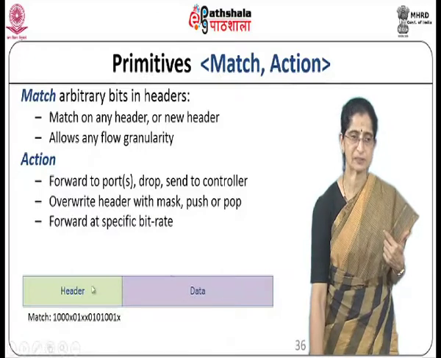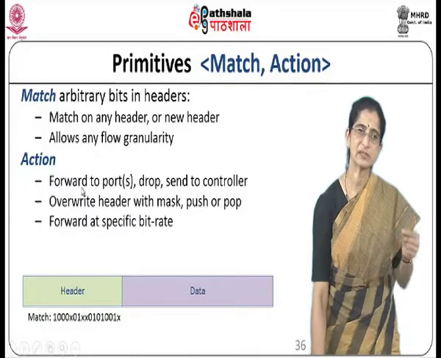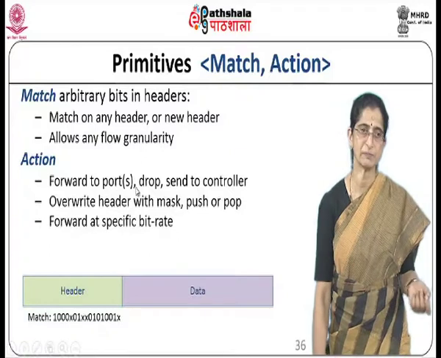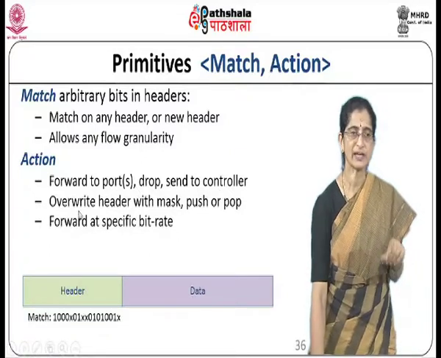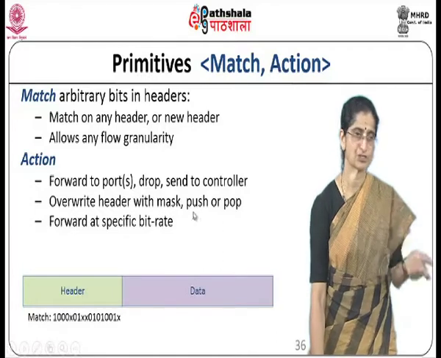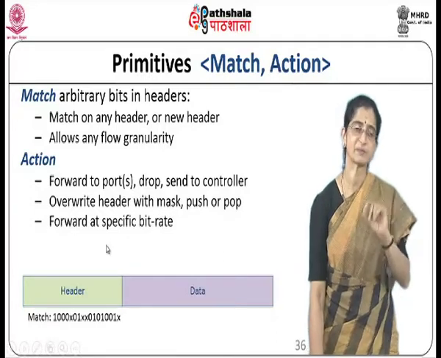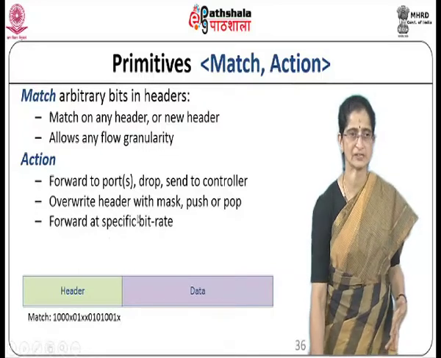And the action that you can specify for this could be something like forward to a port, or drop the packet, or send to a controller. And you could have actions also like override the header with a mask, push or pop, or forward at a specified bit rate. So, like this you can have different actions that can be specified.